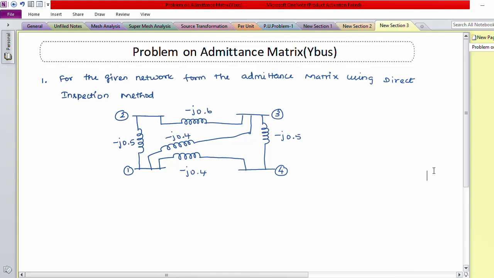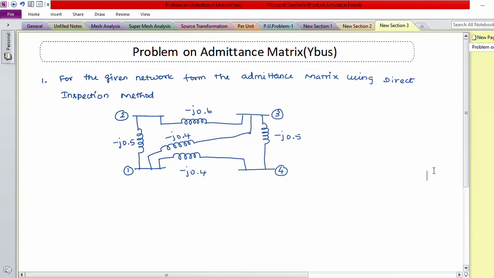So here they have given the 4-bus system. In that they have given the admittance values of each line. For each line they have indicated negative values of the reactance, so that from the data itself we can identify that the given value is admittance. Line 1 to 2 they have given the admittance as minus j 0.5, line 2 to 3 minus j 0.6, 1 to 3 minus j 0.4, 1 to 4 minus j 0.4, and 3 to 4 minus j 0.5.